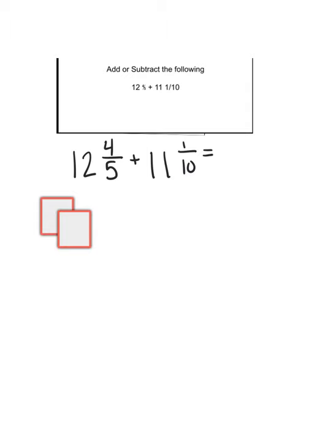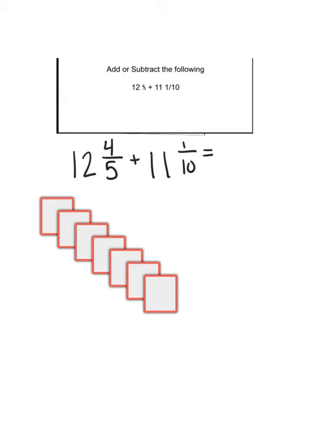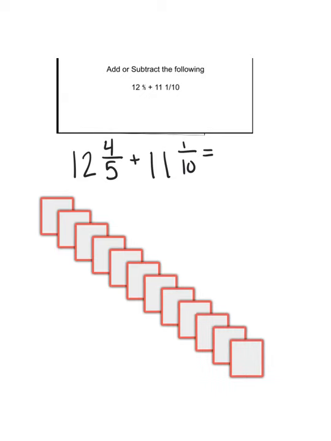So I'm going to start by taking 12 wholes: 1, 2, 3, 4, 5, 6, 7, 8, 9, 10, 11, 12. All right, that was easy. Got 12 wholes, and then I need to add 11 more to that. Let me just make sure. 1, 2, 3, 4, 5, 6, 7, 8, 9, 10, 11, 12. Okay, good. Now I'm going to add 11 more to that.